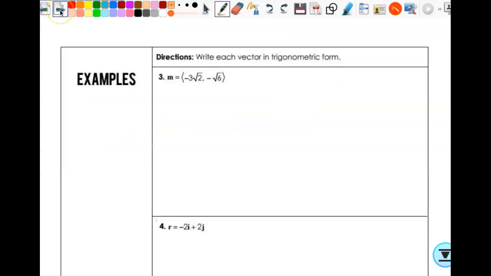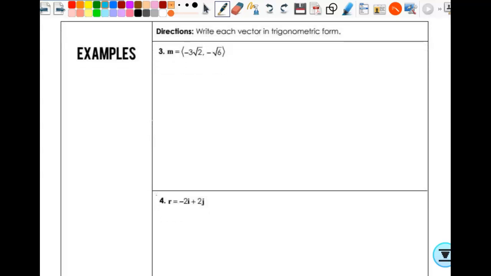All right, so back here it says write each vector in trigonometric form. In order for me to write it in trigonometric form, I have to know the magnitude and I have to know theta. They've given me component form. So I have to use my component form to find those things, which is what we did on that first day. So if I want the magnitude of m, remember what we do? It comes from the Pythagorean theorem, right? So it's the square root of negative 3 square roots of 2 squared plus negative square root of 6 squared.